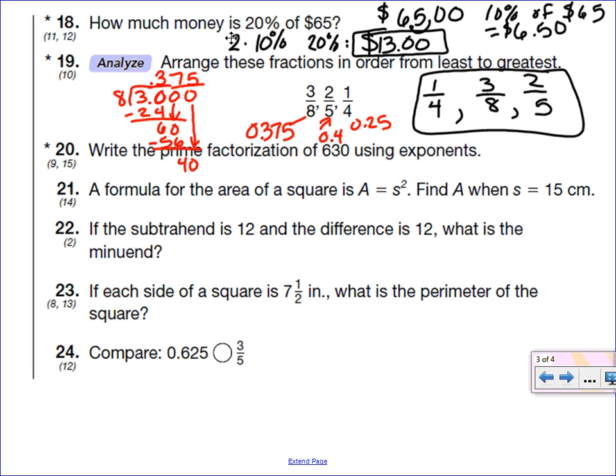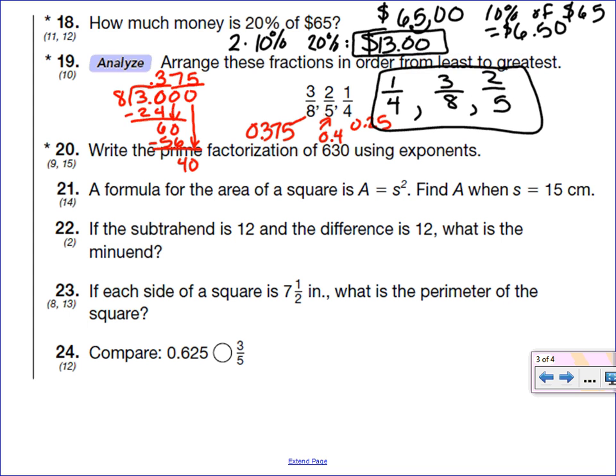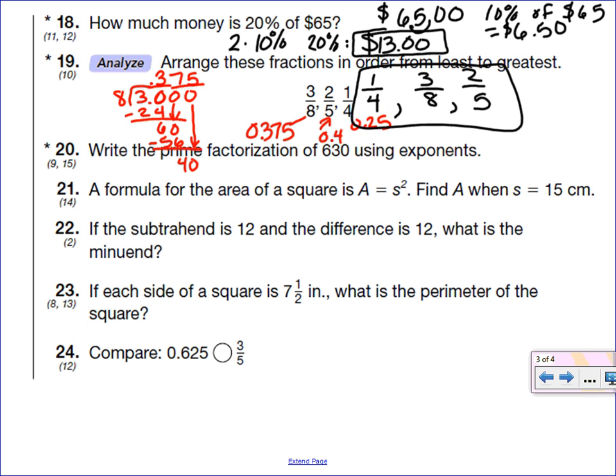Write the prime factorization of 630 using exponents. I'm going to move this one just a bit over. And we're going to do the factor tree for 630, because that's how we find prime factorization.